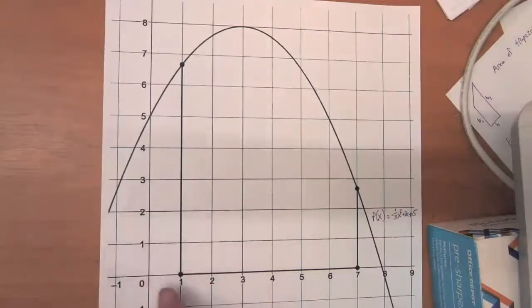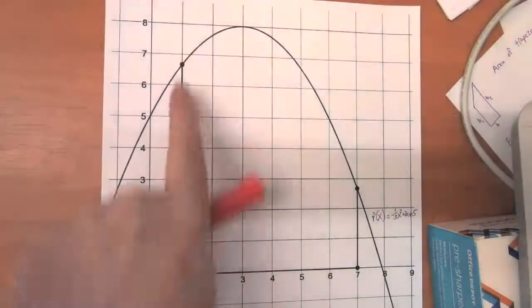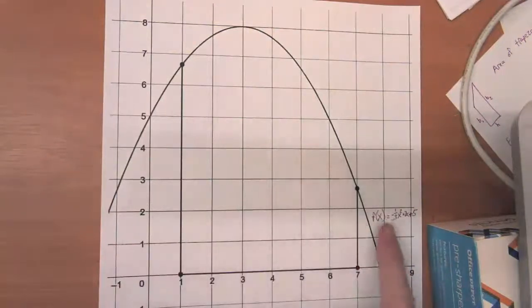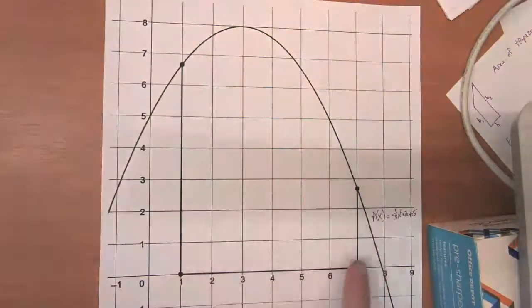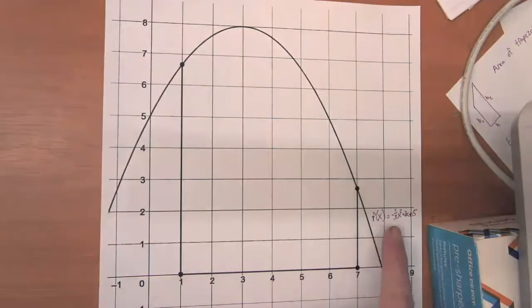All right, so here's the curve we're going to be talking about for quite a while. This is a curve bounded by the x-axis, the lines x equals 1 and x equals 7, and this parabolic curve, which has an equation of f of x is equal to negative 1/3 x squared plus 2x plus 5. All right, and so here's the idea that I'm going to start with.